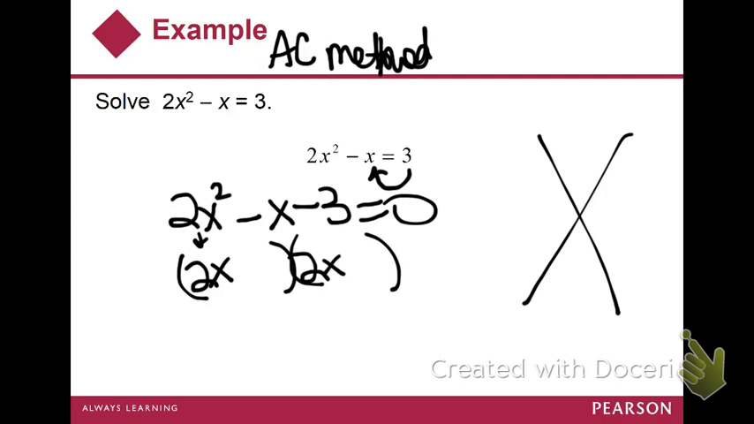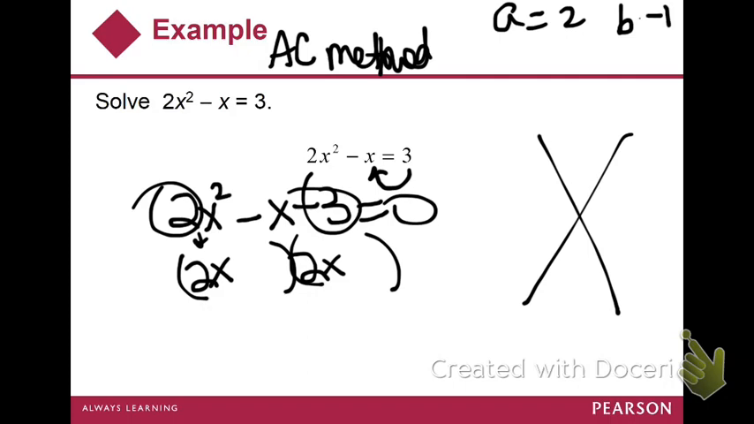This is called the AC method because we take our A term times our C term. In this case, my A is 2, my B is -1, and my C is -3. So I'm going to multiply these two together and you get -6. I'm going to put the 6 up top, right up top like a rainbow. But instead of putting the negative beside the 6, I'm going to put it down here.